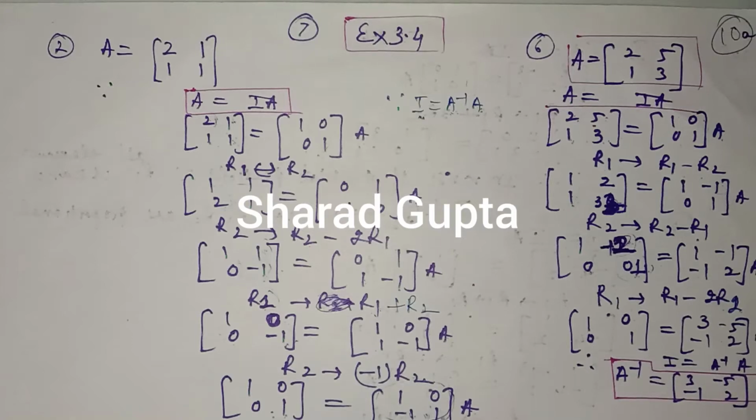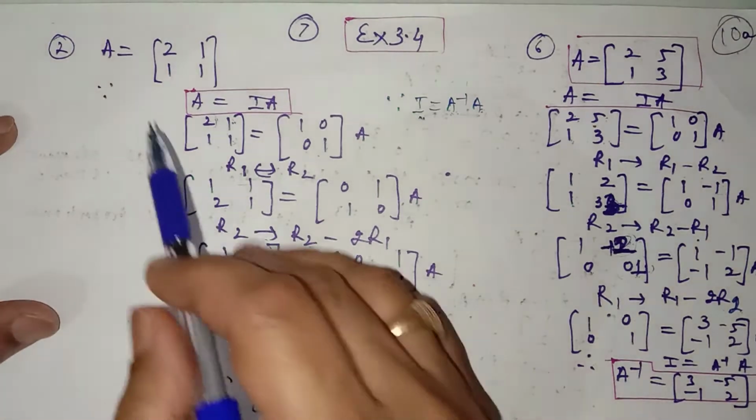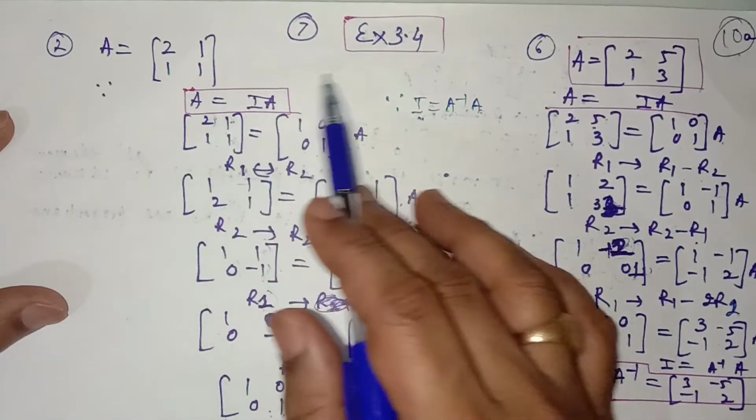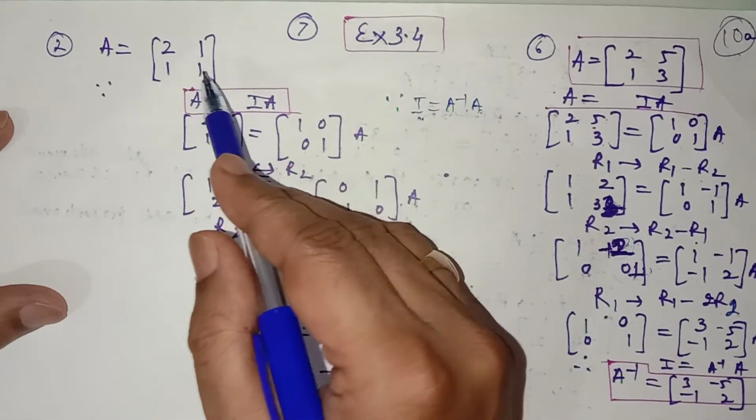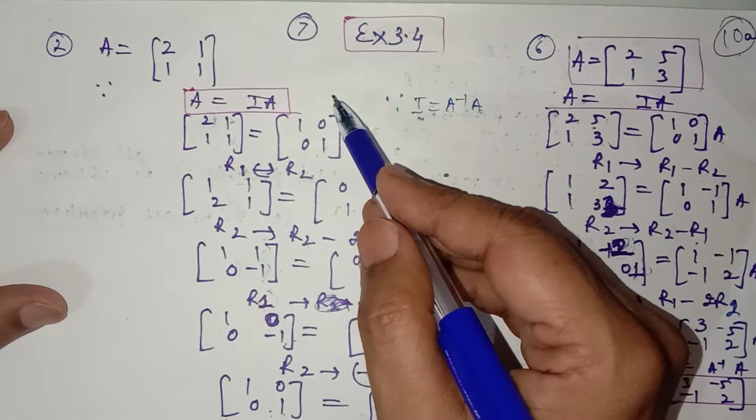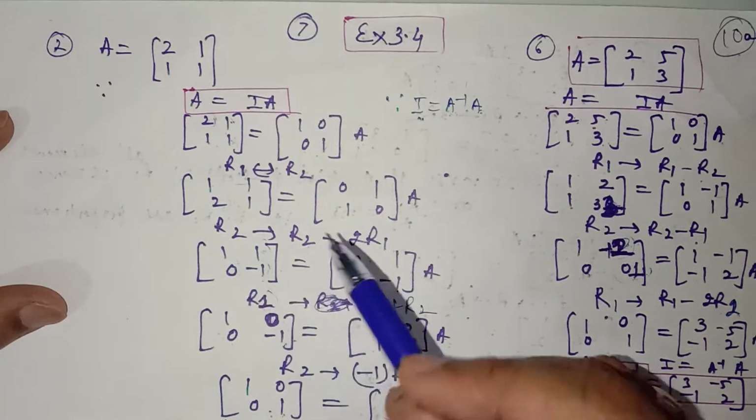This is lecture number 6 for the chapter Matrices, and we are starting with exercise 3.4, in which you have to find the inverse of a matrix by the elementary transformation method. In the last lecture we covered some properties. Now in question number 2 of exercise 3.4, you have to find the inverse of this matrix using the elementary transformation method. I am using the elementary row transformation method to find the inverse.